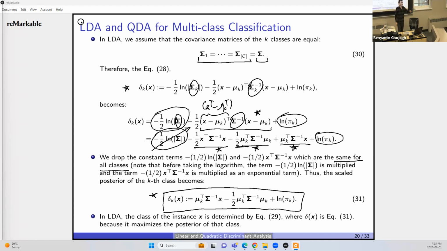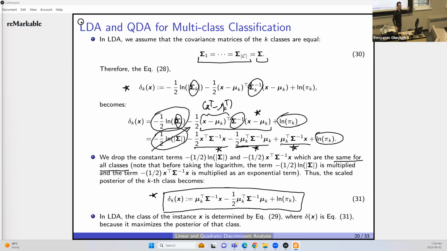Now, assume we have three classes in this space. We will have three eggs touching each other at some point. One big egg skin comes here until here, another egg skin comes here, another egg skin comes here. So I'll have three quadratic functions for separating the three classes.